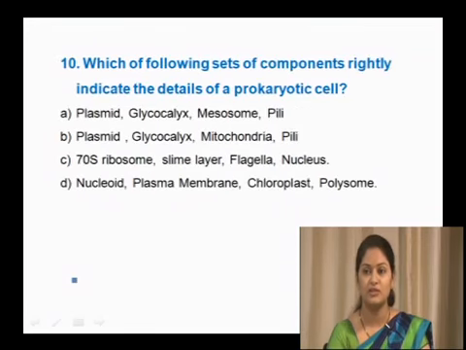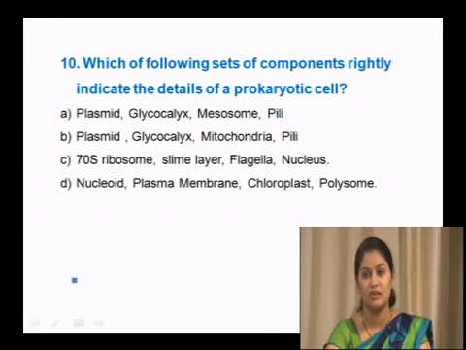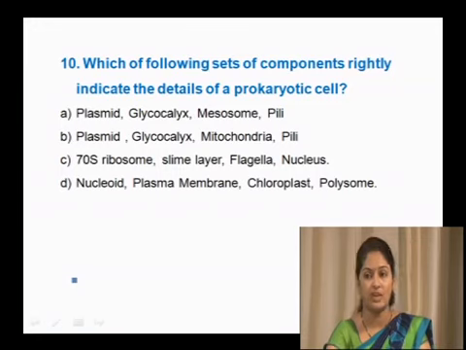Which of the following sets of components rightly indicate the details of a prokaryotic cell? First set indicates plasmid, glycocalyx, mesosome and pili. Second one, plasmid, glycocalyx, mitochondria and pili. Third, 70S ribosome, slime layer, flagella and nucleus. D, nucleoid, plasma membrane, chloroplast and polysome. So the question asks which are the components which are found only in prokaryotic cell.